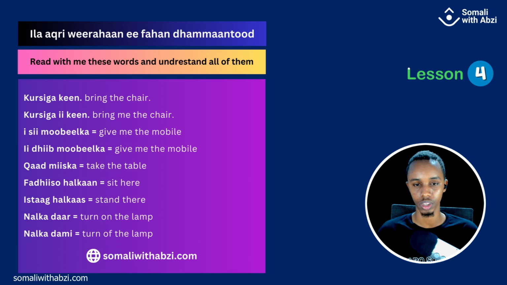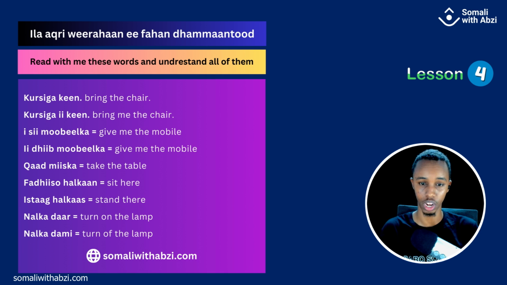Nalka demi. So what we did is very easy. We just used the words we learned in the previous lesson, lesson 3 of the Somali language course, and the phrases we learned right now. For example, we just learned chair in Somali, which is kursi. So the chair was kursiga. So we just did kursiga can, or maybe can kursiga. Both ways are correct. That means bring the chair.